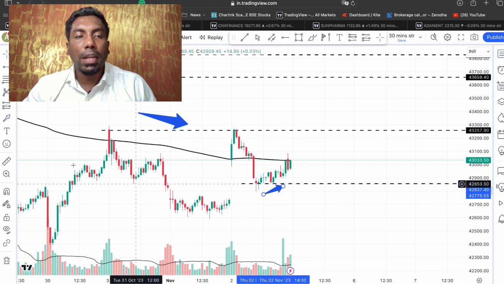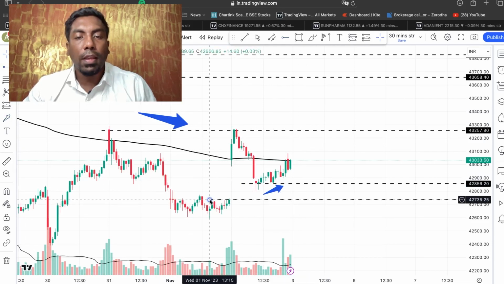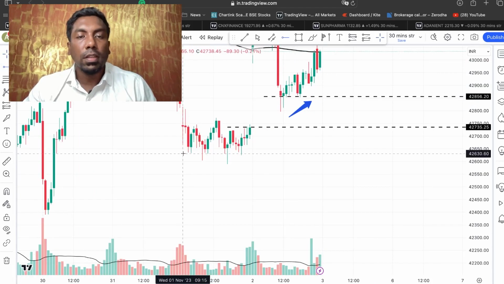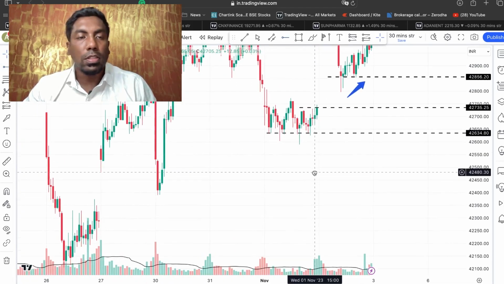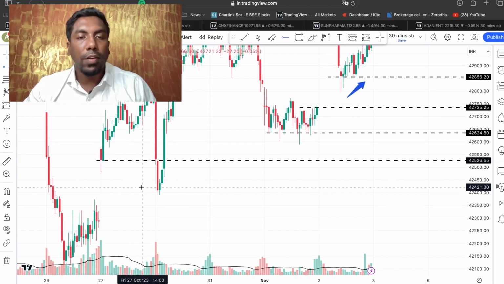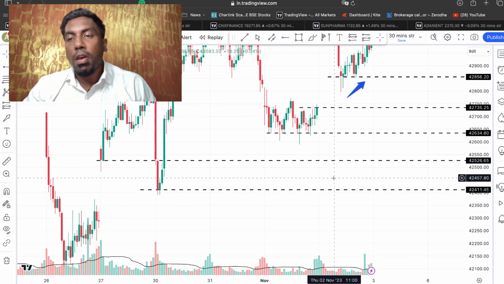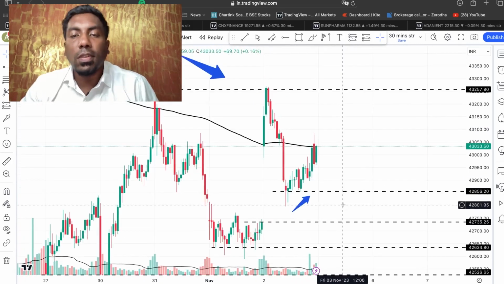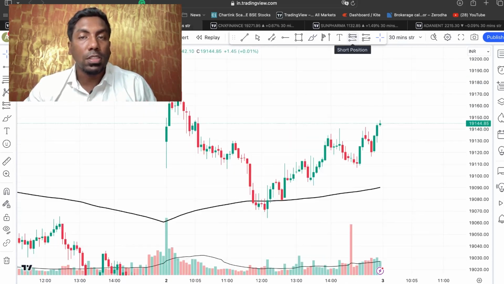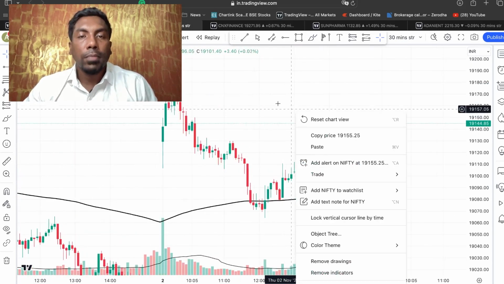Once the market is coming downside, you can go for a gap filling trade. This would be the first target, and the second target which I would suggest is this one, that is 42,634. Then you can go for 42,526, and the final target which I would suggest is 42,411. So these are the levels on the upper side and on the downside. So trade wisely and keep your stop losses well, and then do the trading.